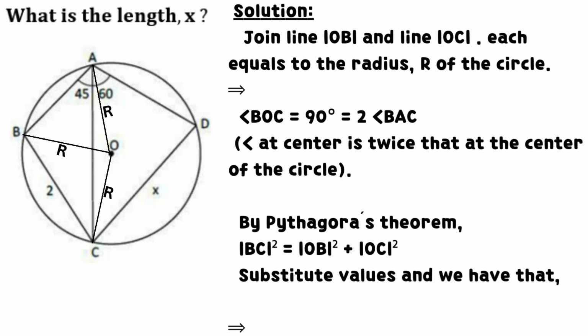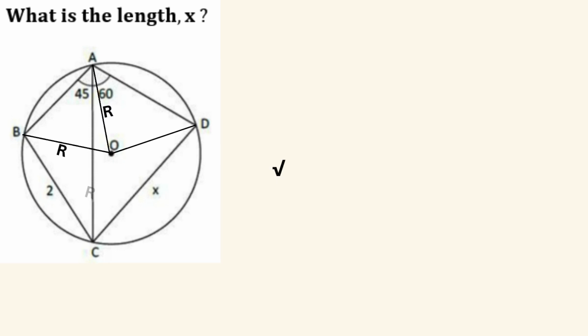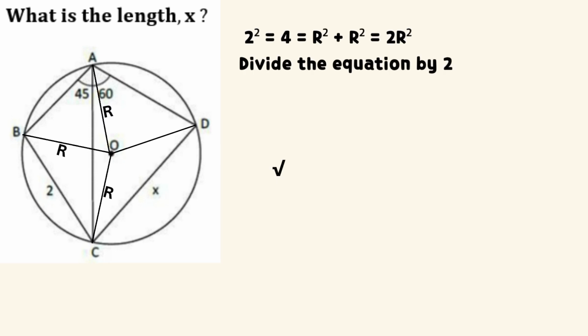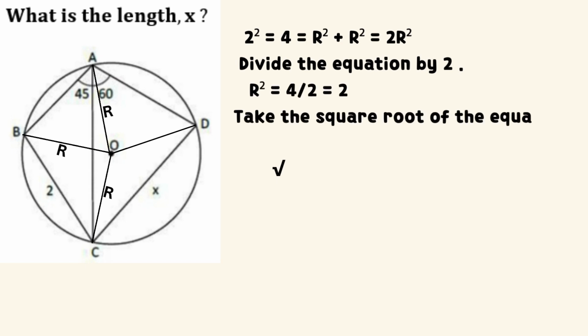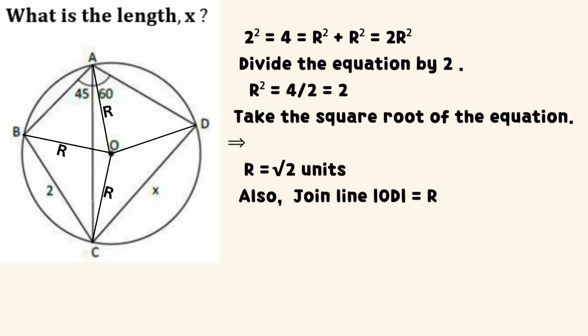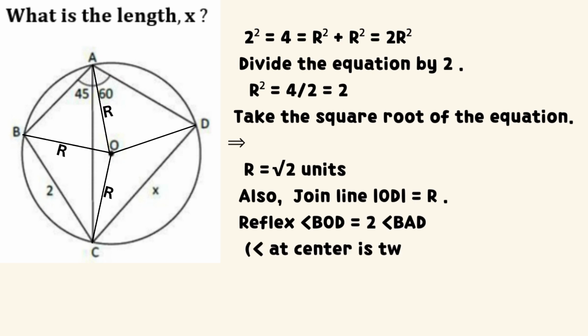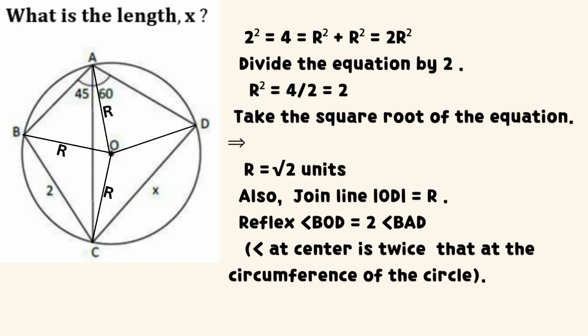Substitute values and we have that the square of 2 equals the sum of the square of r and the square of r, which equals 2 times the square of r. Divide the equation by 2. The square of r equals half of 4, which equals 2. Take the square root of the equation. It implies that r equals the square root of 2 units.